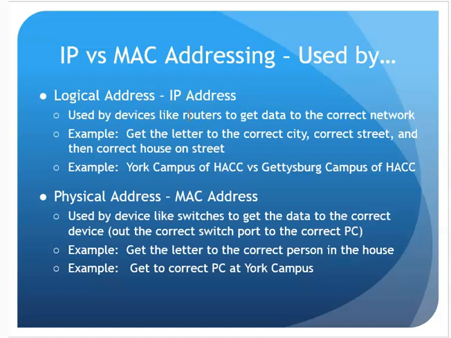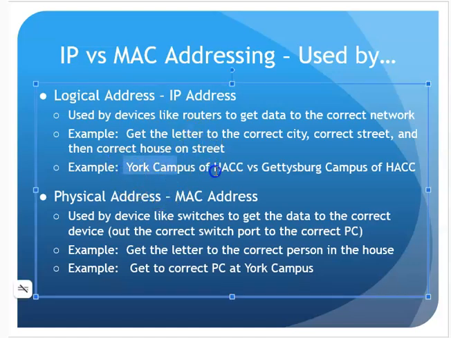So the router is only really concerned with getting it to the York campus of Hack as opposed to the Gettysburg campus of Hack. So the router is going to read the IP address and get it to York as opposed to Gettysburg. Once it gets into the York campus, if you will, the router and the IP address kind of wash their hands, like, we're done, we're good. And now the switch at the York campus gets it to the correct PC at that campus or that lab room, if you will.